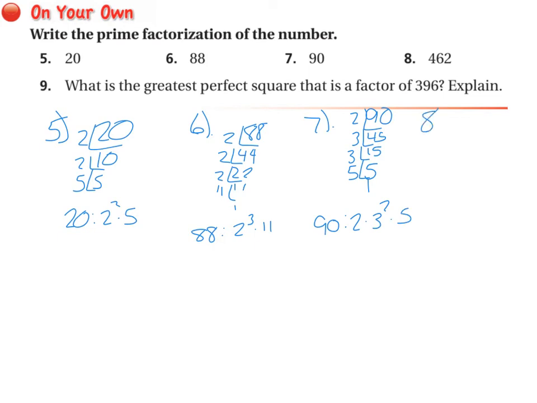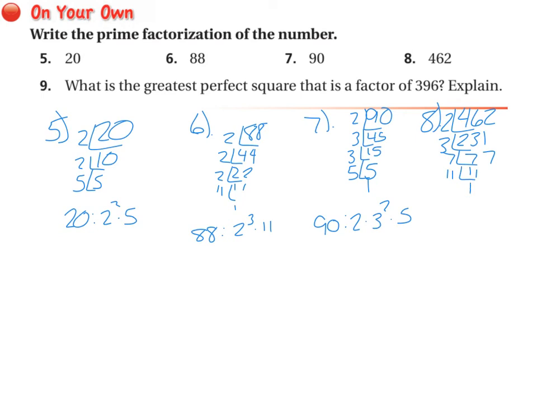Number 8, 462. This one's probably going to be a little bit bigger. 462. We can divide that by 2. It goes in 231. Let's see. 2 does not go into that, but 3 does. 3 goes into 21 7 times with a remainder of 2. So 77 times. Again, if you need a calculator, go ahead. 77, let's see, 5 won't go in, but 7 will. 11 times. 11 goes in 1 time.